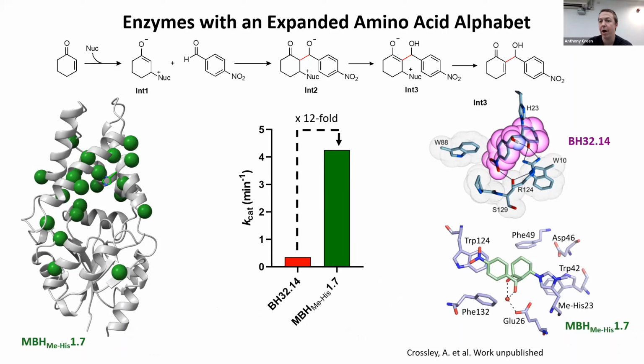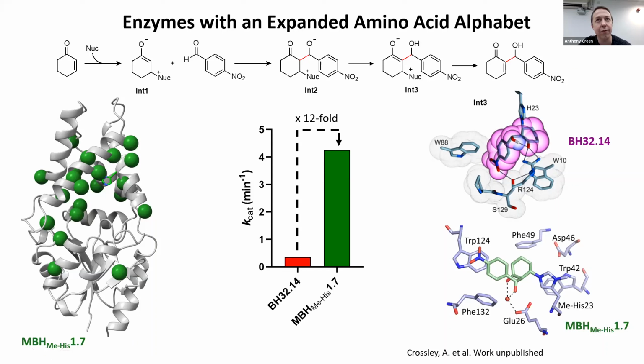And what happened is that the arginine, which was so critical to function in our earlier BH32.14, which works in synergy with a histidine residue, was abandoned during evolution. And in the context of an N-methyl histidine residue, it's actually a glutamate 26, which emerged during evolution, which plays a really crucial role in catalysis.